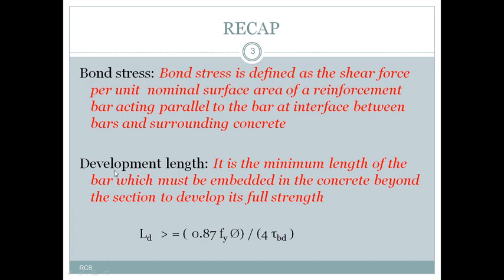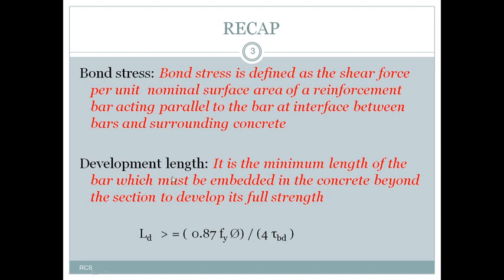So we have another concept called development length. It is the minimum length of the bar which must be embedded into the concrete beyond the section to develop its full strength. That means, suppose a bar is subjected to a tensile force. In order to not let that bar slip out of the concrete section, we must insert some length of the bar into the support. That length is called the development length. Over that length, this bond stress will be developed. This bond stress will transfer the force into the concrete, so that your steel rod will not come out due to application of any kind of tensile forces.